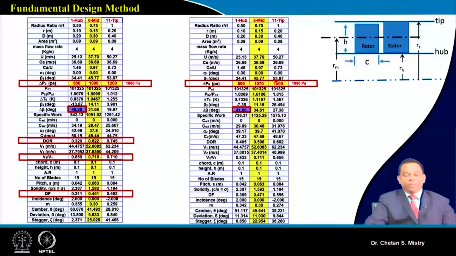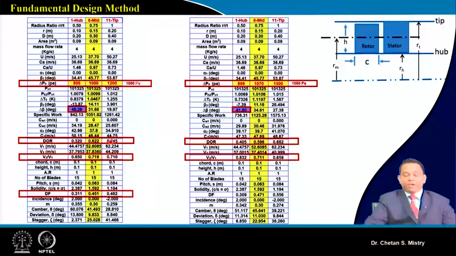Now what will happen because of that? Just look at this delta beta here. For our earlier loading case it was 48.28, and we have reduced it to 41.80. It is reflected in our degree of reaction, which has increased near the hub region. Now what is happening at the tip region? My degree of reaction has decreased to 0.682. Earlier it was 0.74.